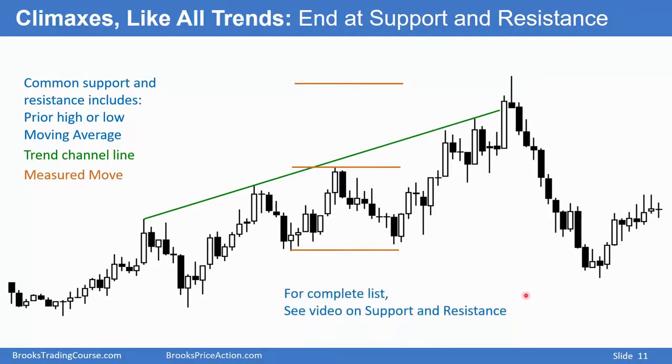I have a bigger list of what constitutes support and resistance in the video on support and resistance. The more reasons that there are resistance, the more likely this breakout will be an exhaustion gap.